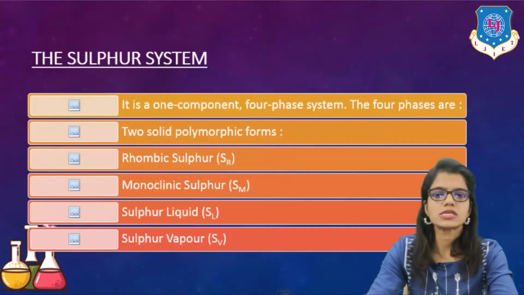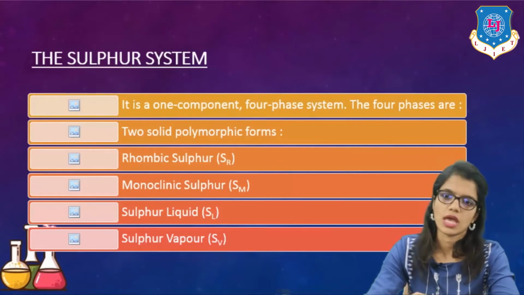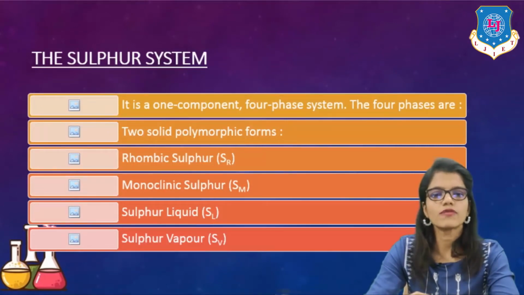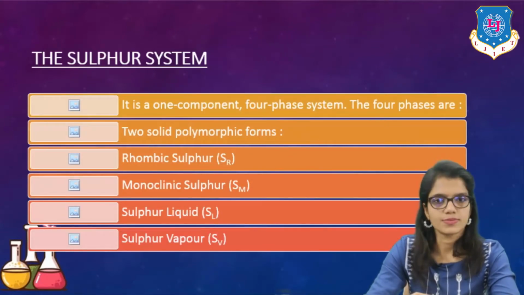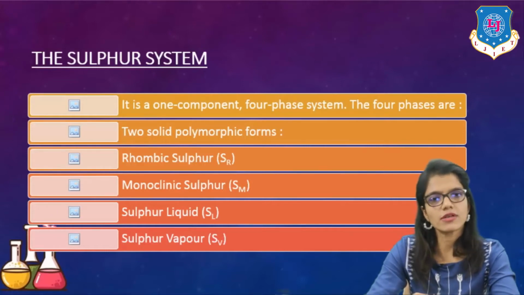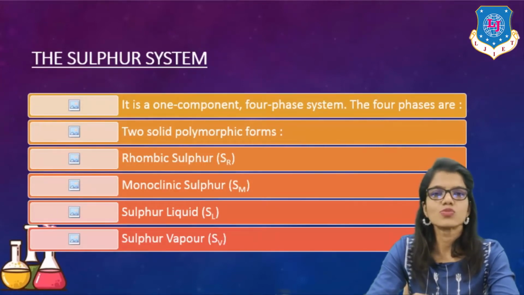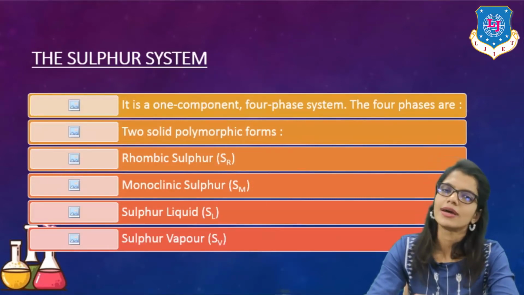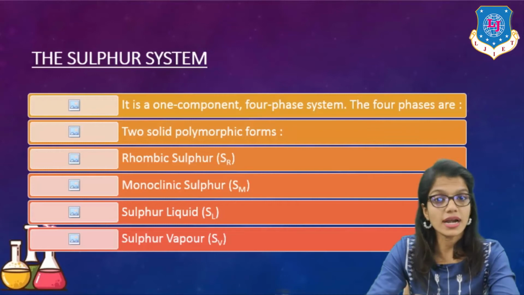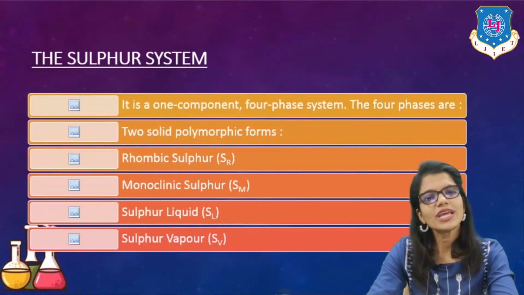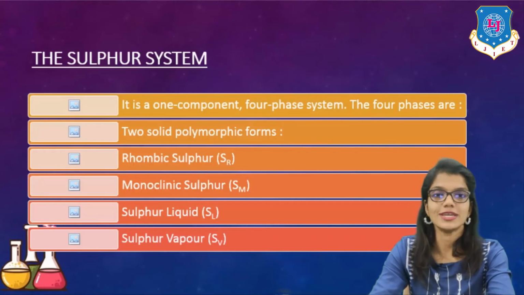The system that we will start here is the sulfur system. The sulfur system is a one component 4-phase system. How many phases are actually present? We have two solid polymorphic forms. First one, solid rhombic sulfur, SR. Second one is monoclinic sulfur. Third one is sulfur liquid, and last one is sulfur vapor. SR, SM, SL, SV. From this, SR and SM are actually the polymorphs, allotropes of each other.